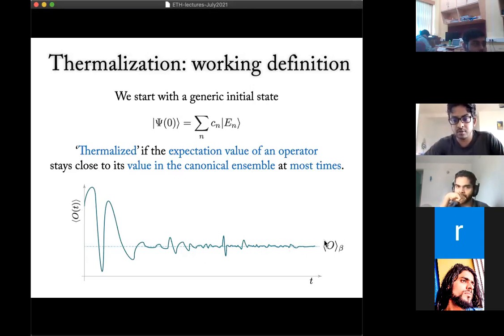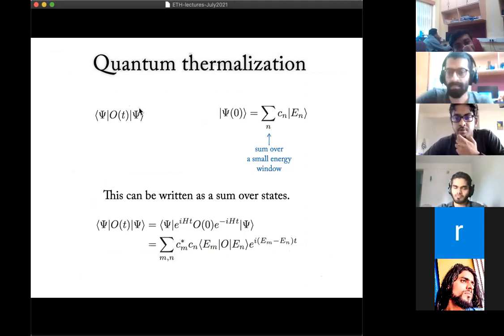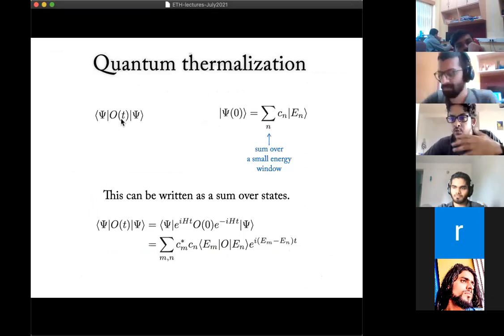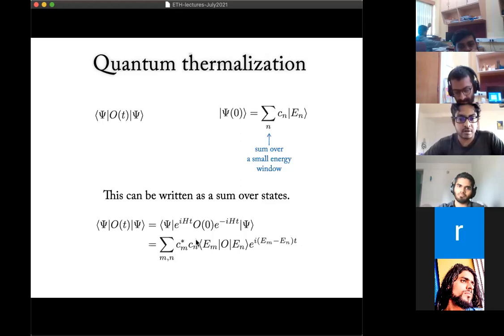So it finally reaches the thermal expectation of the observable. Okay, so we are interested in this quantity. We started with some initial state, which is psi, and we want to track the time evolution of this. This is a sum over states within a small energy window. It's just a Heisenberg evolution. You can write O of t in this way. Okay, it's a simple thing. And then again, use this definition. And you have a double sum, which is this.